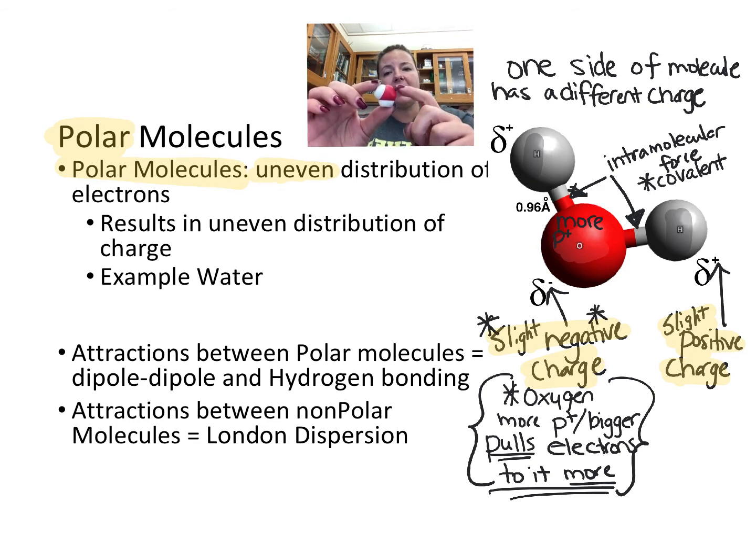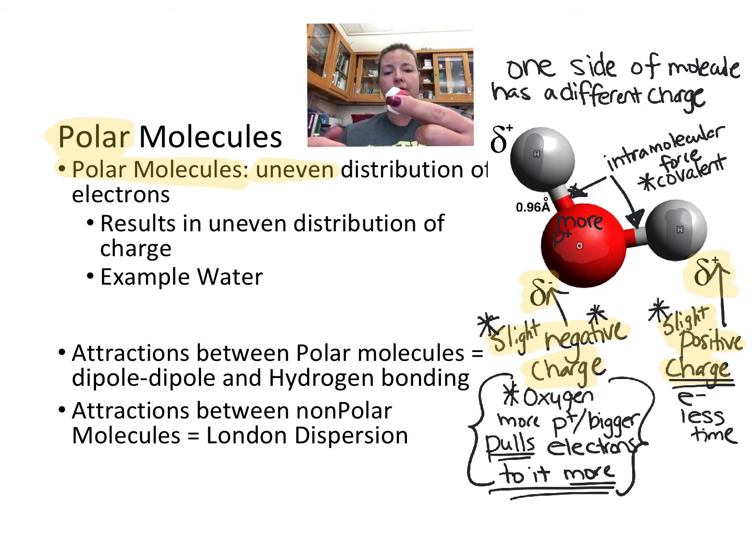So that little bit of a negative charge we can symbolize on our drawing. And since the electrons are spending more time over here and less time over here, the hydrogen atoms get a little bit of a positive charge to them. And that's why we call this a polar molecule. It's polar because we've got an uneven distribution of the electrons.